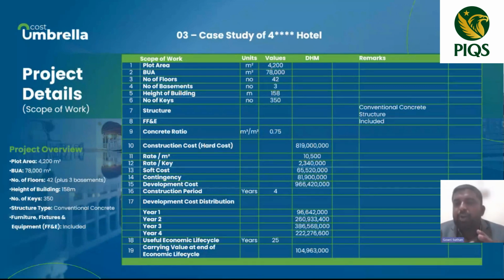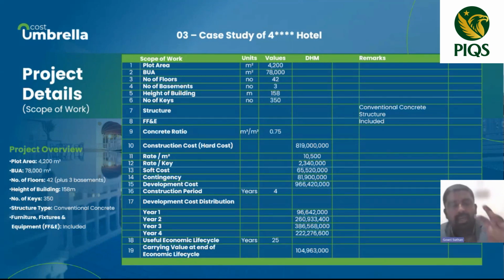Economic life cycle means for how many years you can use that building, right? And the carrying value or residual value after completing those years. For example, if you take a bike or a car, there's an economic life cycle. You will use it for 10 years, then you will scrap it, and you will sell it for a lesser value than what you paid. That is called carrying value. Sometimes we call it the residual value. So these are basic data. Don't remember the values. I just want you to know the concept only, right?